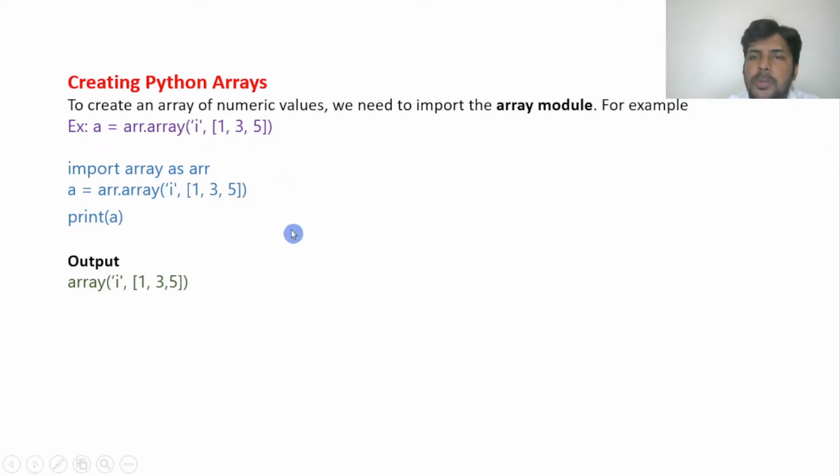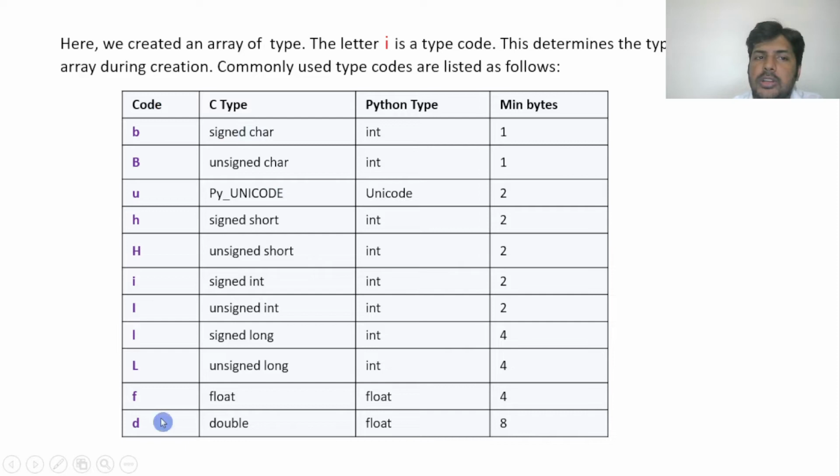Okay, so let me show you all the data types. You can see here we have codes, C types, Python types, and the minimum bytes it will take. We can see here B we use for characters. Suppose you want a character, then we use B. If it is an unsigned character, capital B. You can see here I. So for a signed integer we use I. If it is unsigned, we use capital I. Same way you can see here F for float and D for double. Both of them are float, and you can see the space it will take.